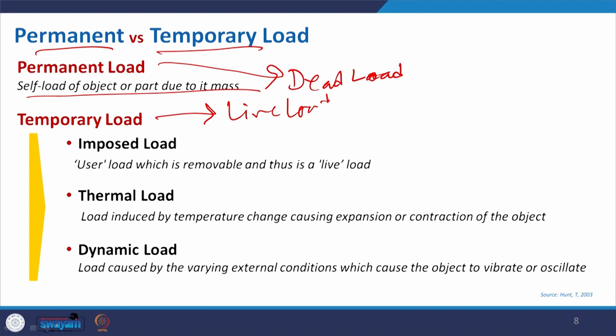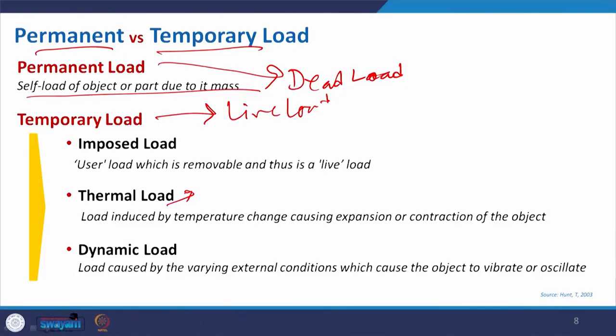So, what is imposed load? Basically the user defined load. It includes everything, from human beings to furniture or all machinery that we use. Thermal load relates to heat: due to change in temperature, what load will be applied to a structural component or building. Dynamic load is load caused by varying external conditions. It may be due to rain, flood, snow, wind, or maybe the earthquake. All this oscillation and vibration that creates load comes under dynamic load. Let us understand this in further detail, so that we will have a better idea about it.